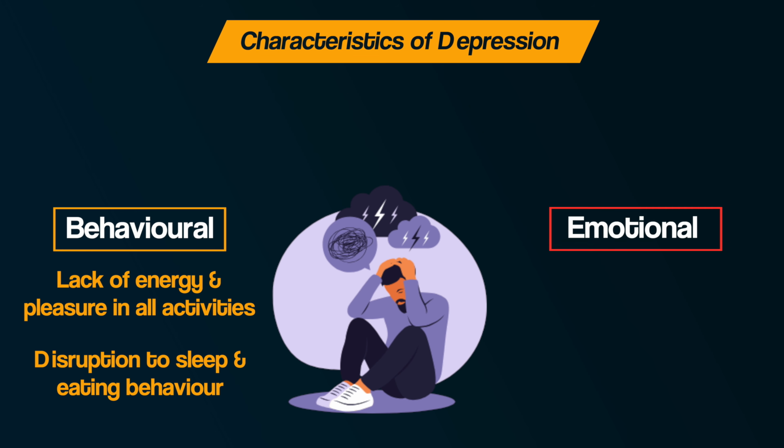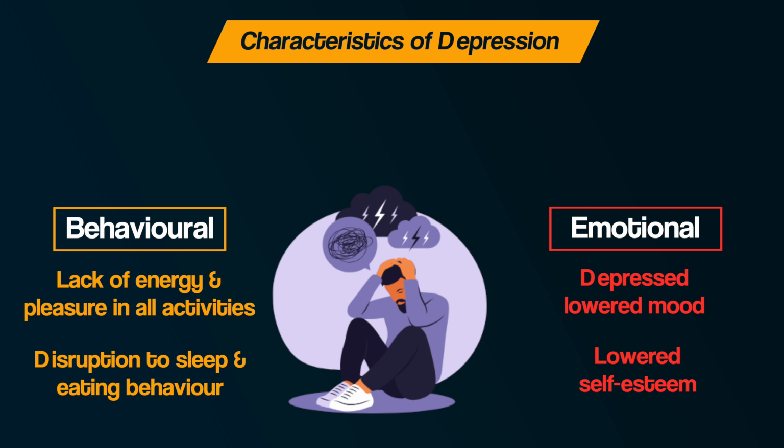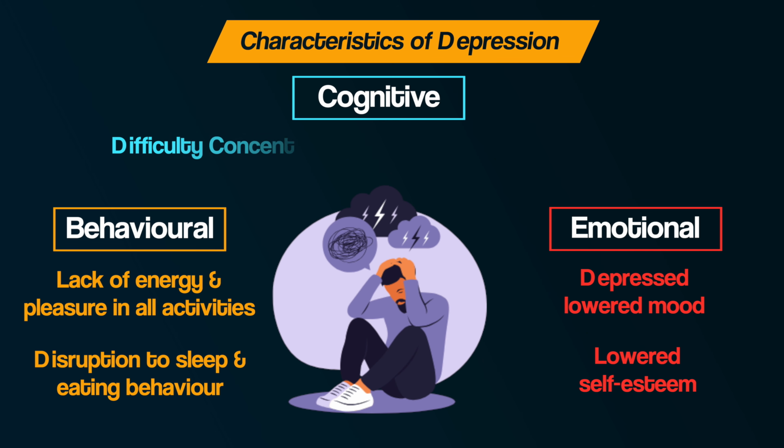The emotional characteristics include depressed, lowered mood. Depression involves a continuous state of sadness, unlike temporary low moods. Lowered self-esteem or self-worth. Sufferers often have a negative self-view, sometimes leading to self-hatred. The cognitive characteristics include difficulty concentrating. Depression can impair focus and decision-making, making even simple tasks challenging. Negative thinking. Sufferers often dwell on negativity, overlooking positive aspects of situations.